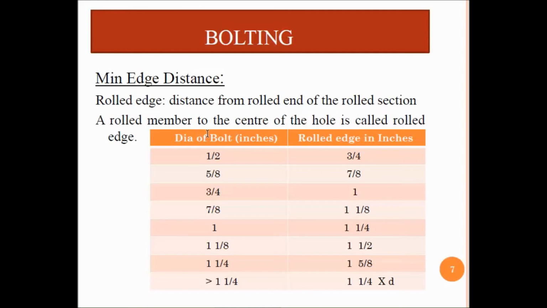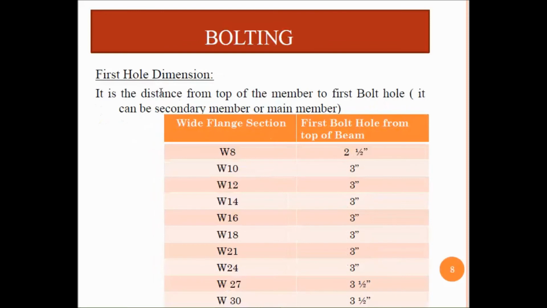This is the minimum edge distance we need to follow in bolting. If the diameter of the bolt is half inch, the minimum rolled edge distance is 3/4. If it is 5/8, the edge distance is 7/8. If it is 3/4, the edge distance is 1 inch. If it is 7/8, the edge distance is 1 1/8. If it is 1 inch, the edge distance is 1 1/4. And if it is 1 1/8 inches, the edge distance is 1 1/2. In this way, these are the minimum edge distances based upon the diameter of the bolt that we need to follow.